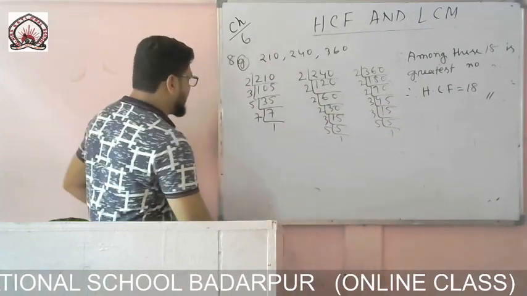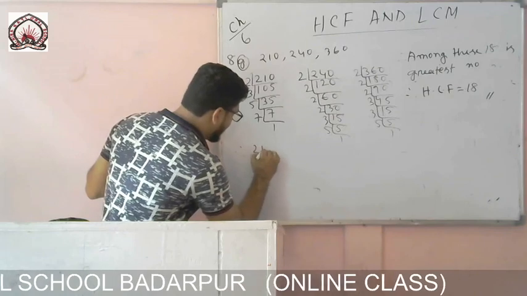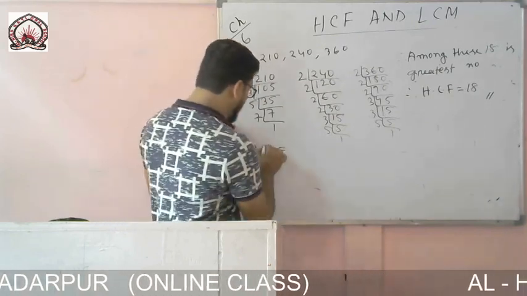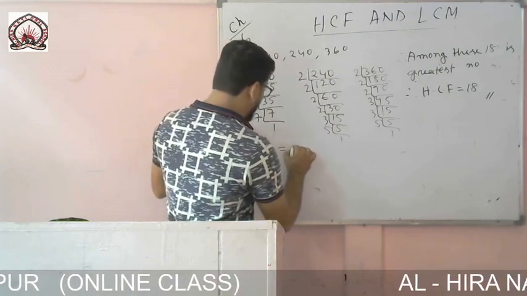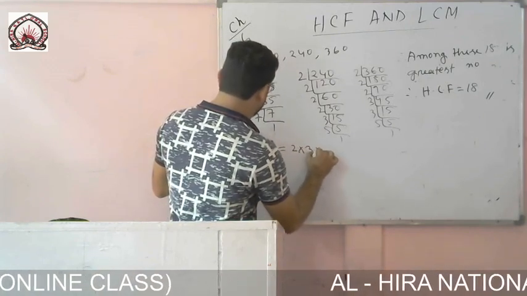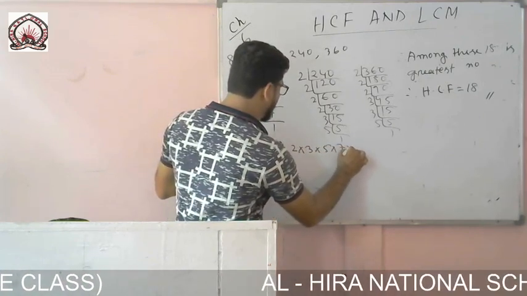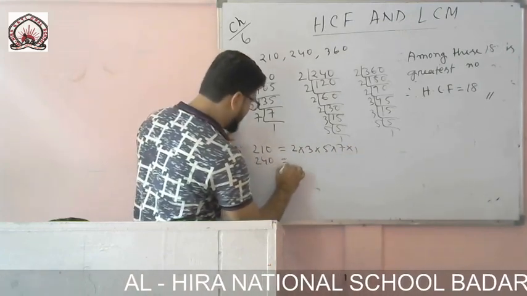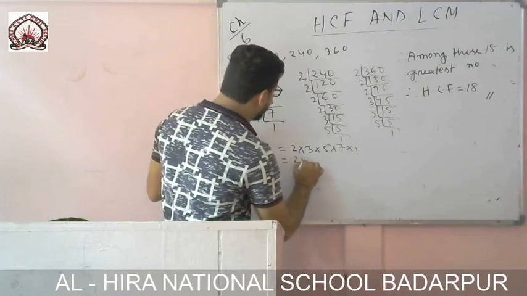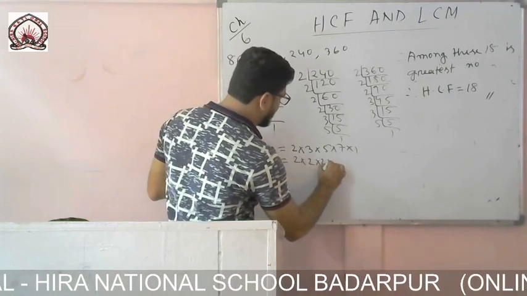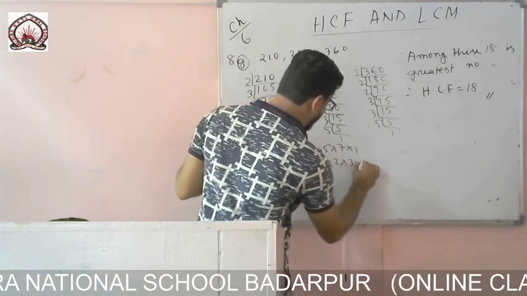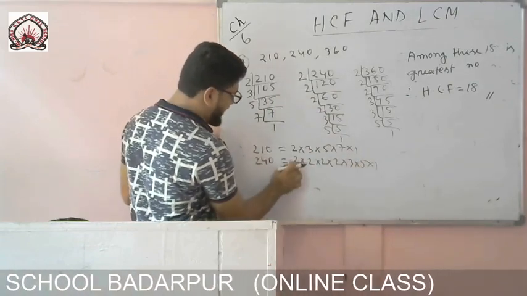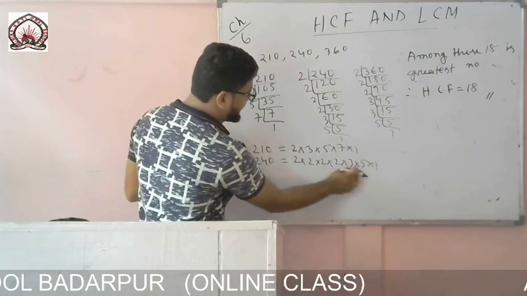Okay. Now let us write. Therefore 210 equals to what? 210 equals to 2 into 3 into 5 into 7 into what? 1. Now with 240, what? 2 into 2 into 2 into 2 into 3 into 5 into 1. 2 into 2 into 2 into 2, 4 twos: 1 2 3 4. 3 into 5 into 1.